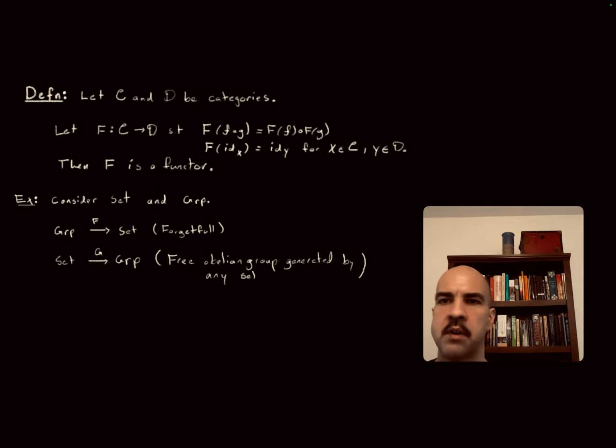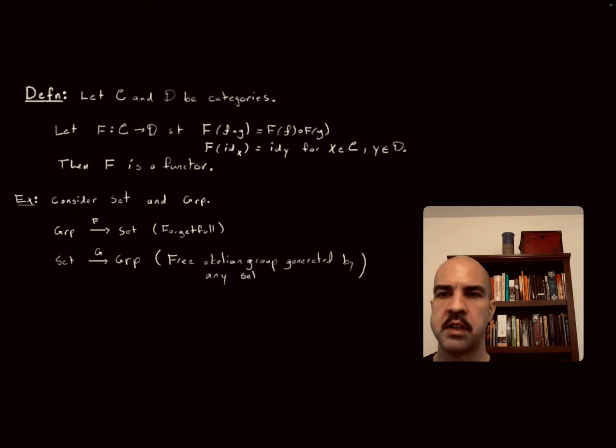So we have a set of numbers in a group, and a group is just a set of numbers plus a binary operation. What we can do is define this thing called the forgetful functor, where we say, okay, just forget about the binary operation, then we just have a set of numbers. And this is a map that takes you from the category of groups to the category of sets.